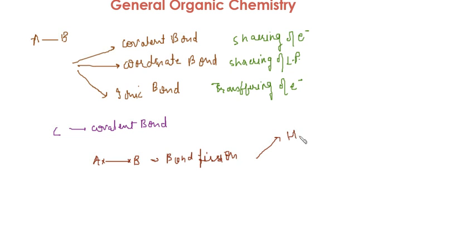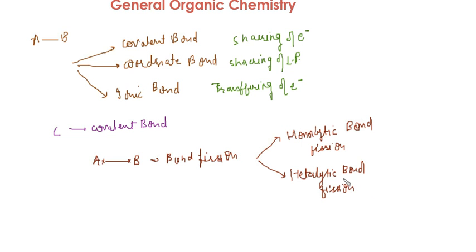One is homolytic bond fission and one is heterolytic bond fission. Homolytic bond fission is named homolysis. Heterolytic bond fission is named heterolysis.